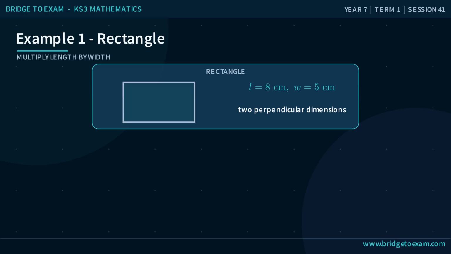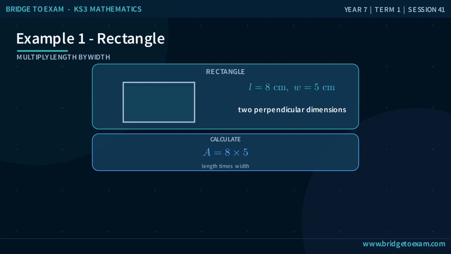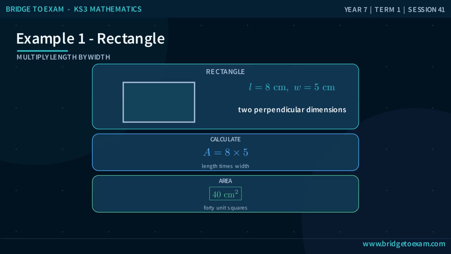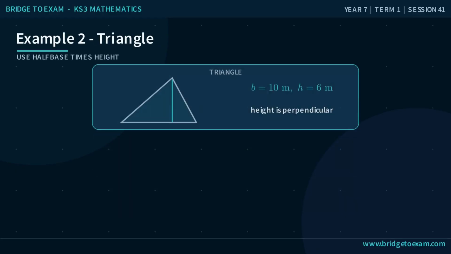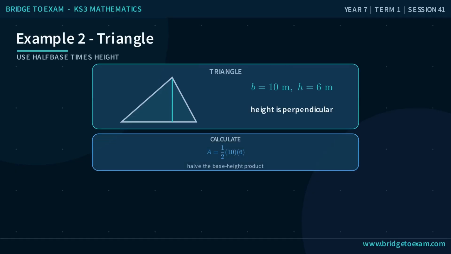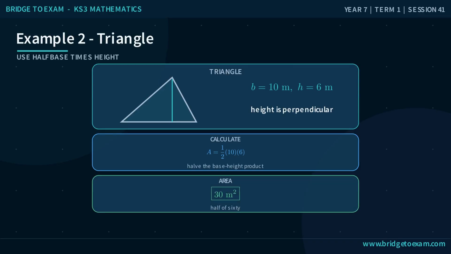Find the area of a rectangle 8 centimeters long and 5 centimeters wide. Multiply length by width, 8 times 5. The area is 40 square centimeters. Find the area of a triangle with base 10 meters and perpendicular height 6 meters. Use 1/2 times base times height, 1/2 times 10 times 6. The area is 30 square meters.